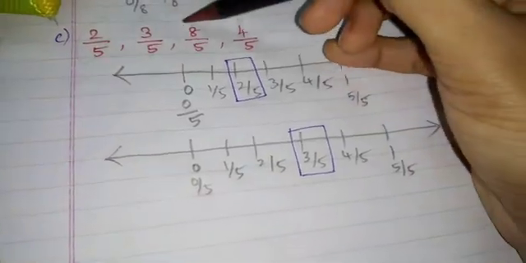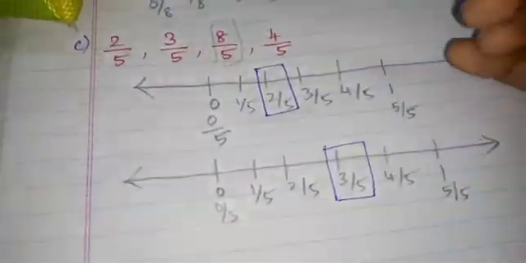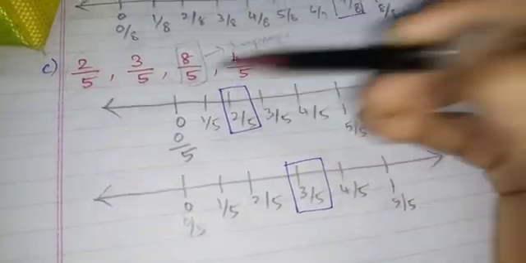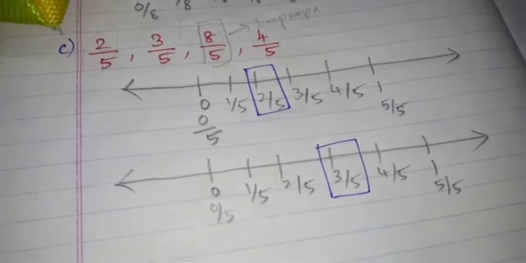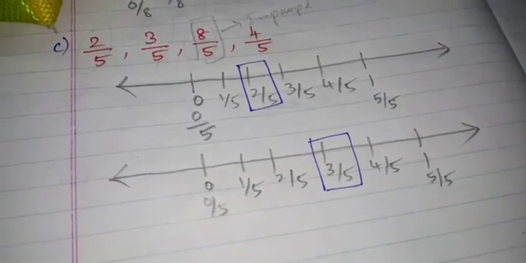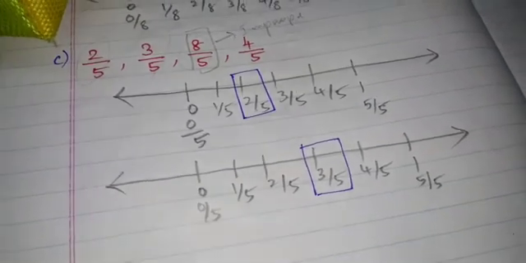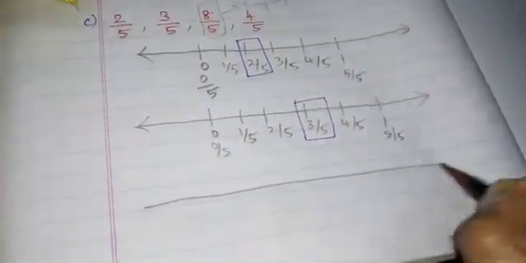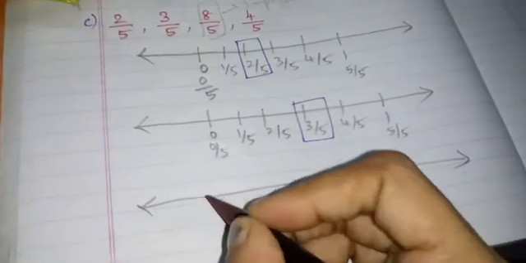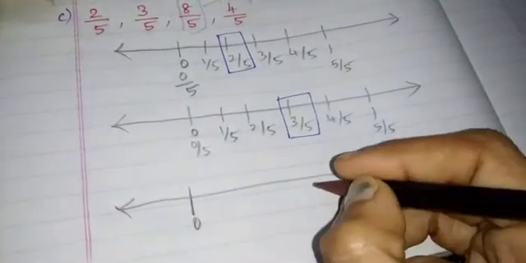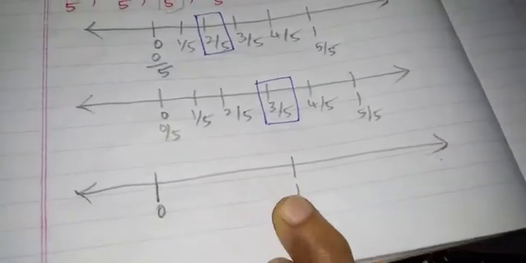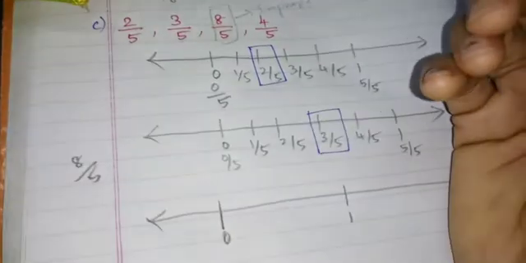Now, 8 by 5. Actually, 8 by 5 is an improper fraction. Okay, 8 by 5 is what? Improper fraction. An improper fraction's value will be greater than 1. Okay, listen. For that, we will use a different method. I told you an improper fraction will be greater than 1, so we can see which values it will lie between.